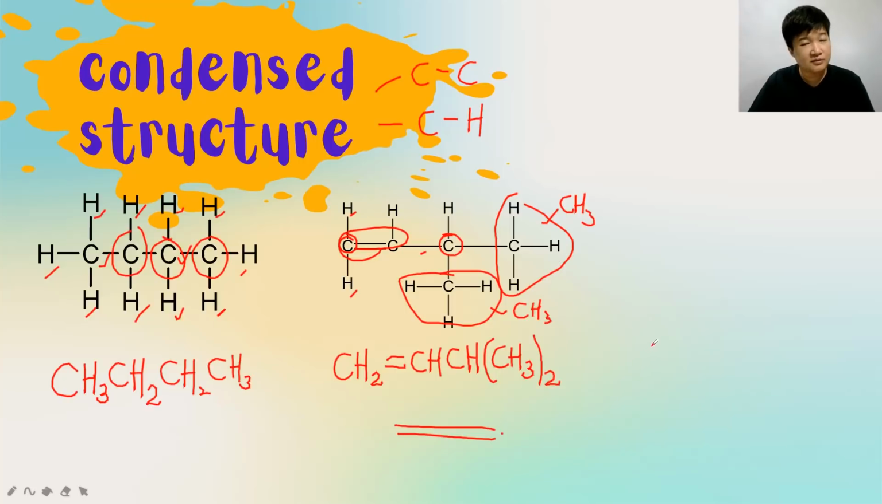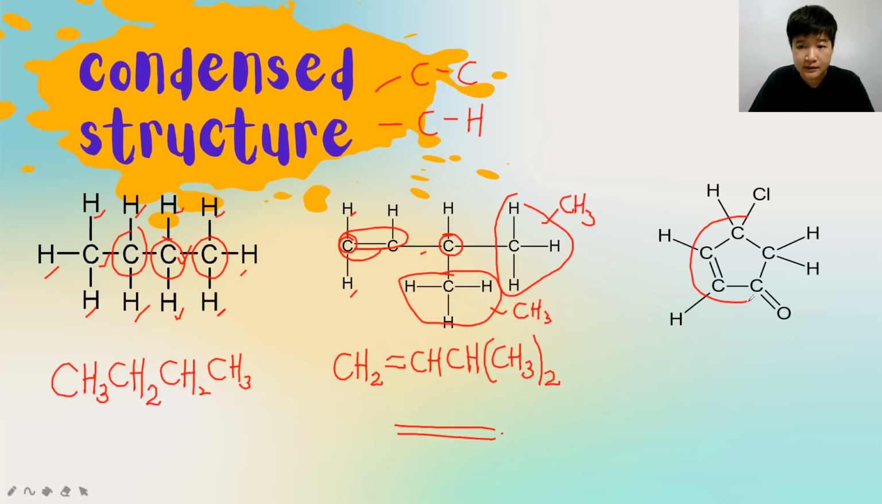Okay? Simple. Just remember, in the condensed structure, we are going to hide the carbon-carbon single bond and the carbon-hydrogen single bond, except in the ring. When you're having a ring, we cannot hide the carbon-carbon single bond in the ring. That is the only place that you're going to show the carbon-carbon single bond in a condensed structure. So for this one, your structure will look something like this.